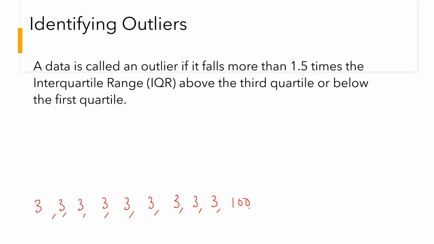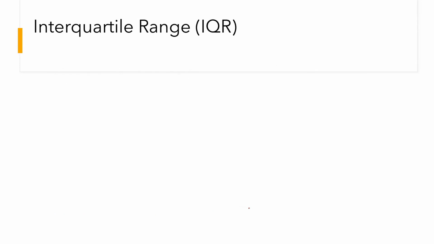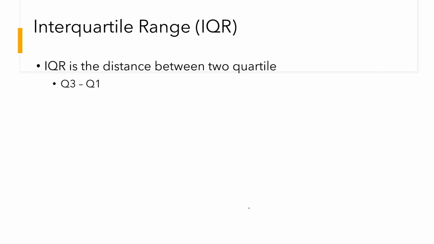The formal definition to calculate the outlier is: a data point is called an outlier if it falls more than 1.5 times the interquartile range above the third quartile or below the first quartile. So what is an interquartile range? It's a range between the two quartiles. Range is a difference, so it would be the third quartile minus the first quartile.